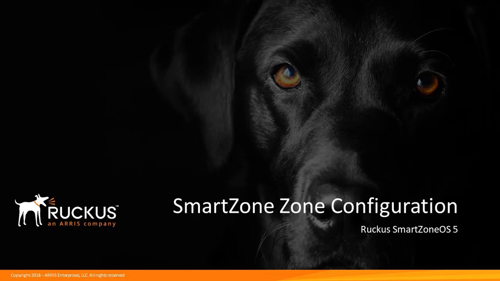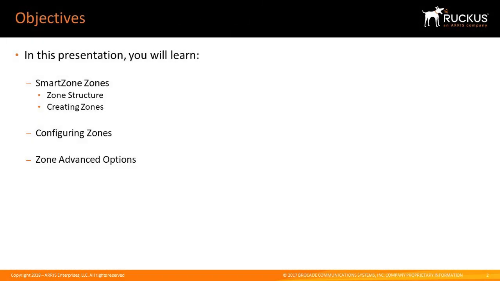This presentation describes how zones are deployed in the SmartZone hierarchy, how to create a zone, and the configurations that are applied to zones and inherited by access points. Here are our objectives. Over the course of this demonstration, we'll discuss the role of zones on the SmartZone network controller. This includes how zones are structured within the domain hierarchy and the process of creating a zone. Once these zones are created, we'll review the zone configuration, including advanced options.